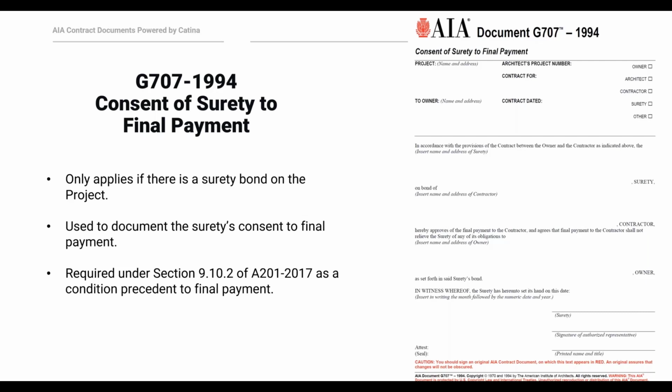So big picture, what's going on here is that when final payment is made, the surety is potentially relinquishing rights or avenues for money in case of a contractor default. So they want to know about final payment before it happens and have the right to consent or to reject giving consent to such a payment.